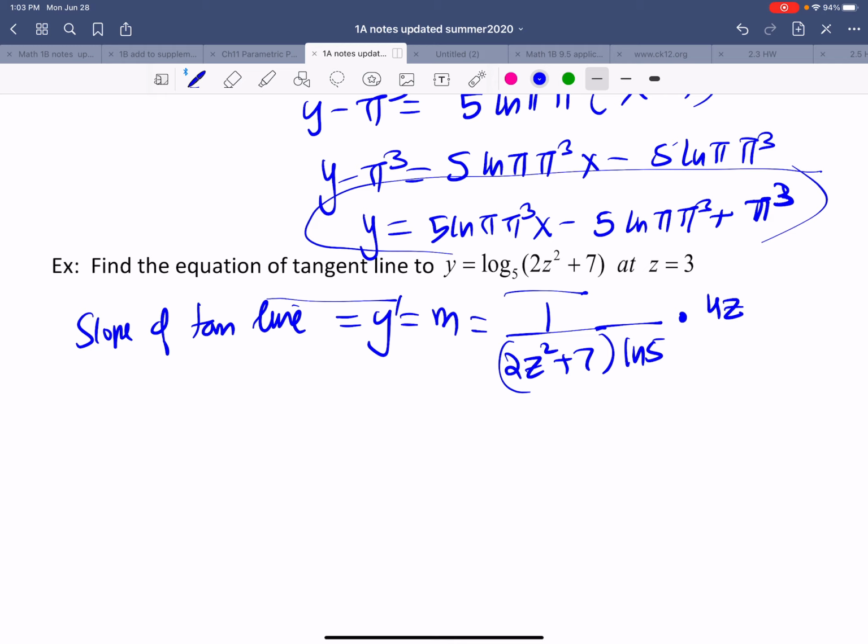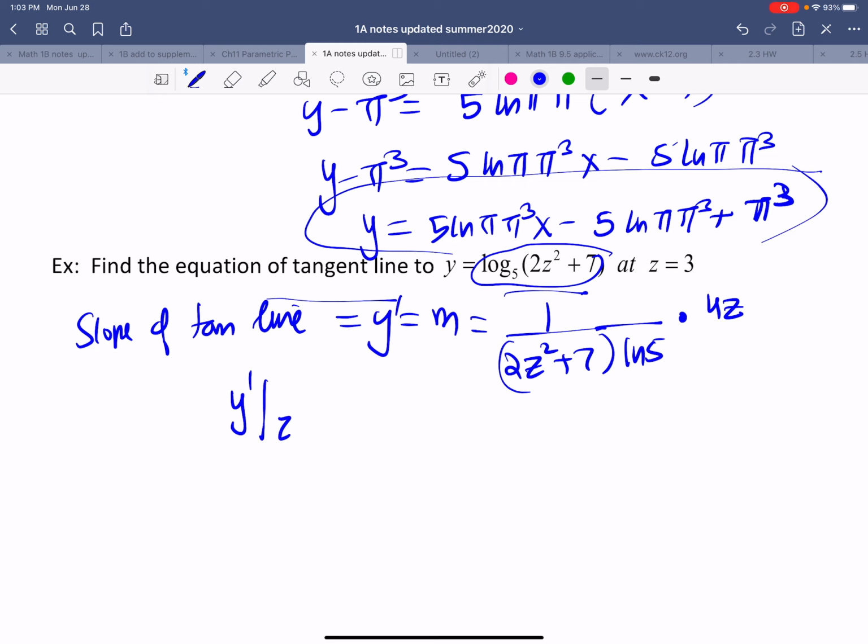We could also write it with the natural log if you wanted to, or this is fine the way it is. It's perfect. Okay, we can always use change of base formula also and write it in terms of natural log if you wanted to. So this is my derivative.